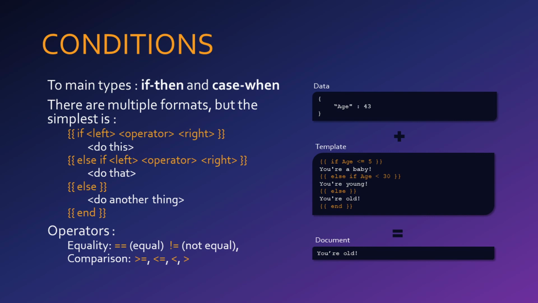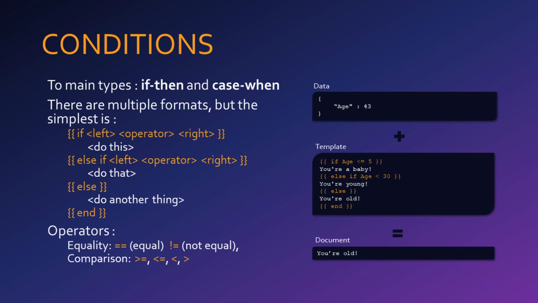Next, we'll cover conditions or control flow. This is useful when you want to decide to render something depending on whether a condition is true or false. There are two types of conditional statements, if-else and case-when. I'll only examine if-else statements because they are more commonly used. I'll refer you to the documentation if you want to learn about case-when statements.